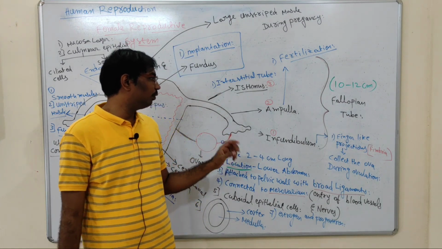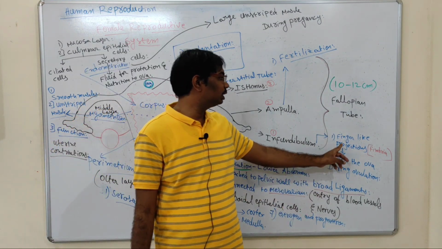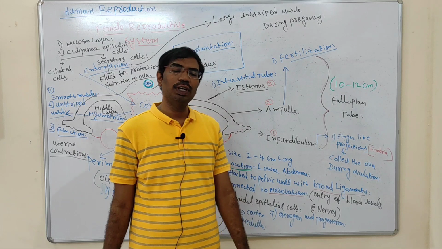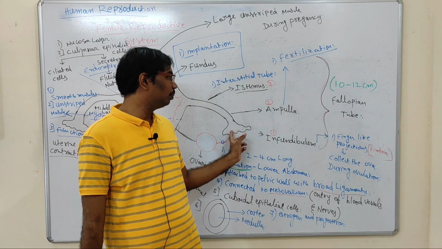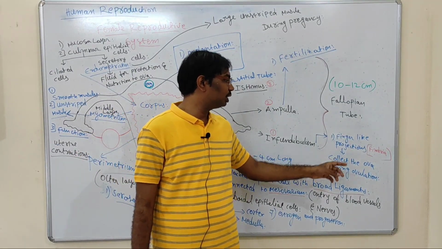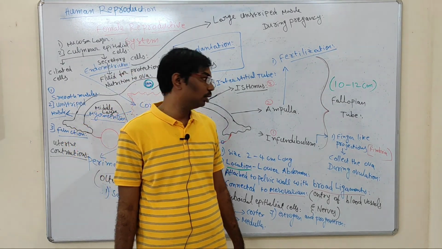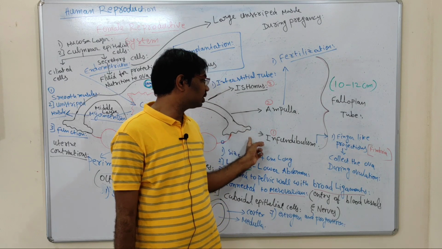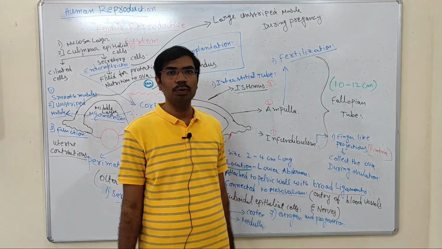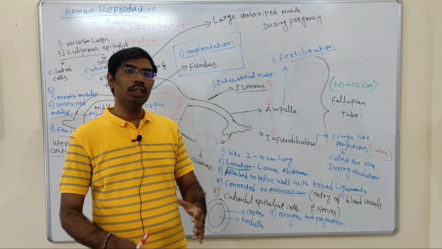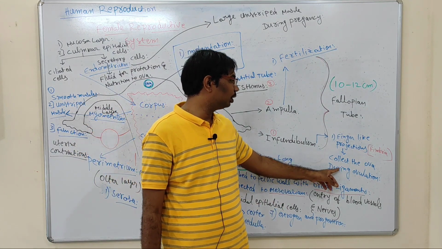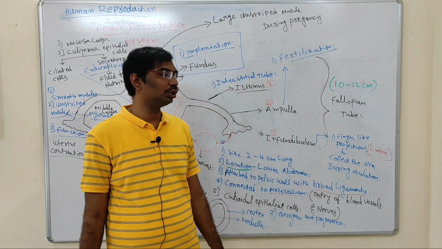So this is the infundibulum. The infundibulum contains finger-like projections. These finger-like projections are important for the collection of the ova during ovulation. These finger-like projections are called fimbriae, and the fimbriae are important for the collection of the ova during ovulation.